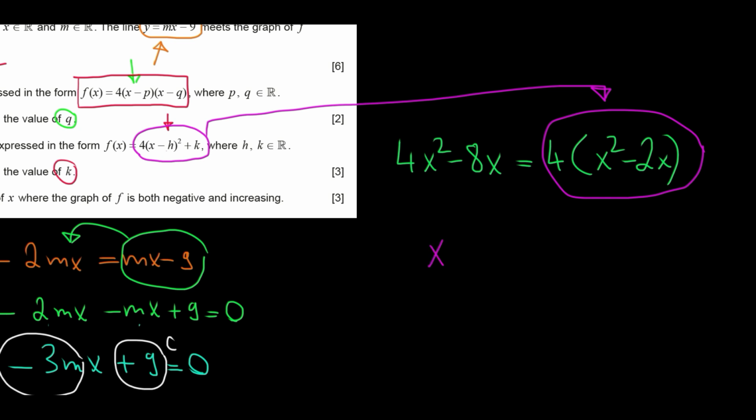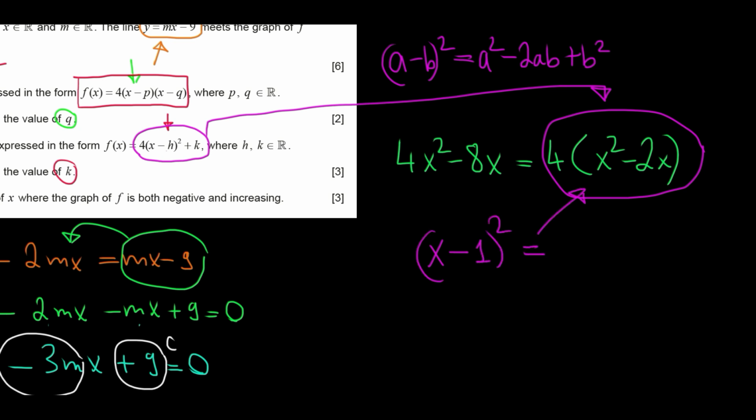If you guys remember the following formula, a minus b to the power 2, that's a squared minus 2ab plus b squared. This property can be applied here. We can write x minus 1 to the power 2 and see how close we are to the following thing.